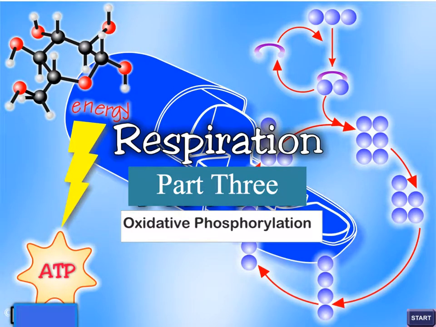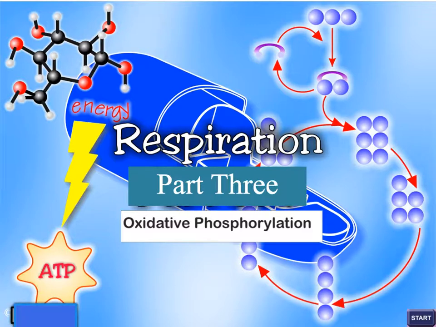Welcome to part 3 of aerobic respiration, and this is the final stage of oxidative phosphorylation, also the electron transport chain. So far in the process of aerobic respiration, we have seen how 6-carbon glucose is split in glycolysis to a 3-carbon pyruvate that is fed into the Krebs cycle, and it yields carbon dioxide and hydrogen atoms.